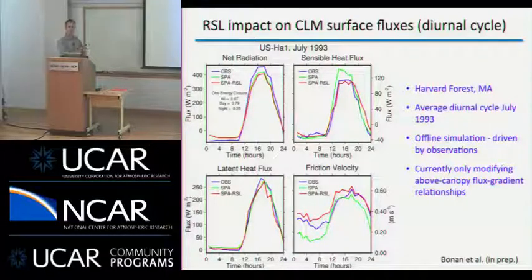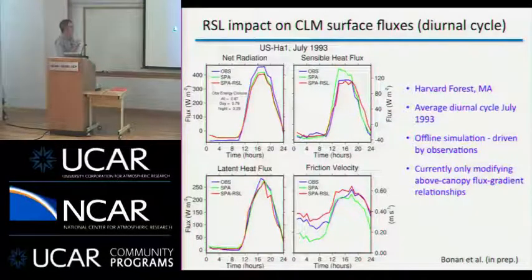So these are comparisons using, this is not a coupled thing, this is just driving the land surface model with observations. The reason it's called SPA as opposed to CLM is because this is actually the newer version of CLM that is not yet released, so it's what will become a part of CLM 5, which is coming out shortly. The SPA piece is there, but the RSL, the roughness sublayer component, bringing in the canopy influence, has not yet been implemented in what's going to be delivered.